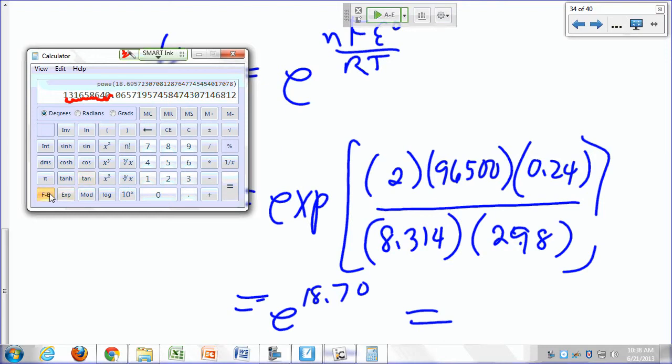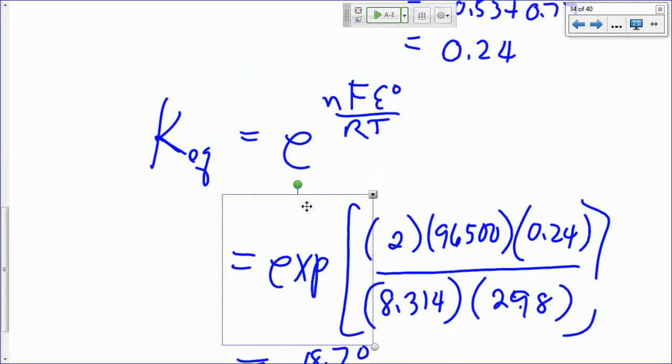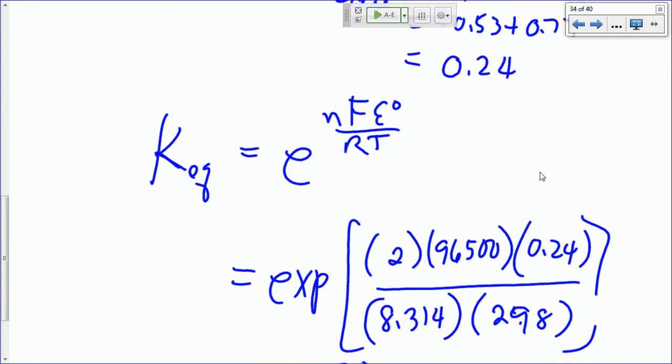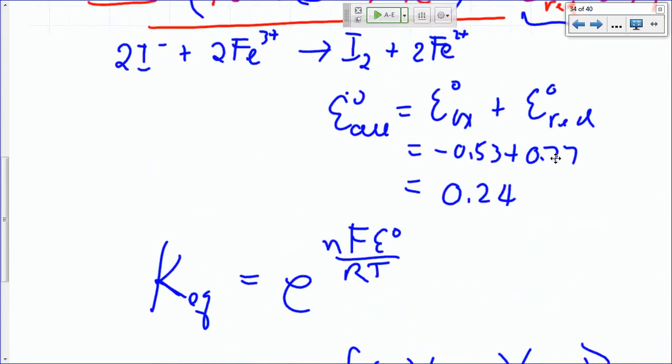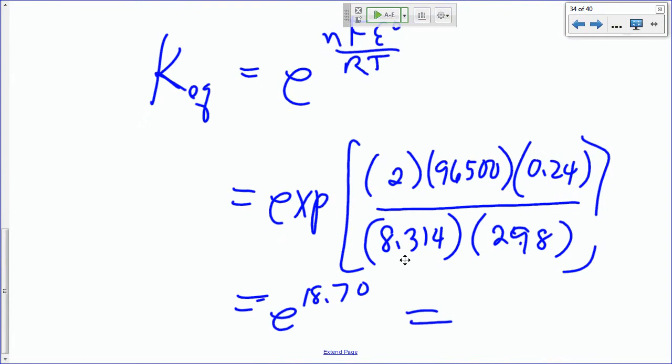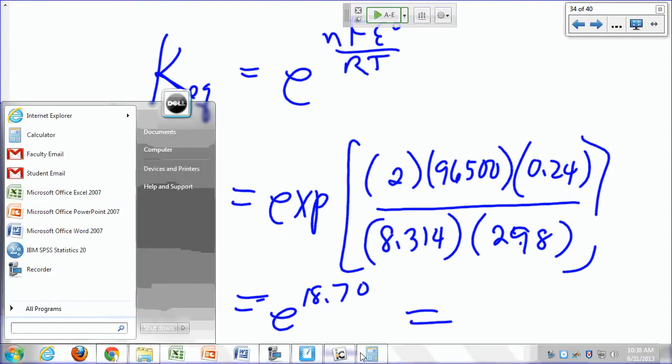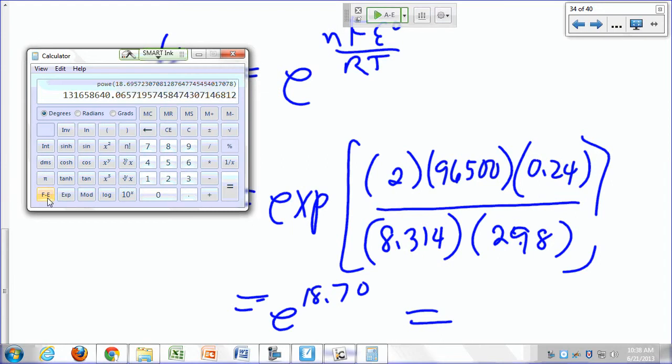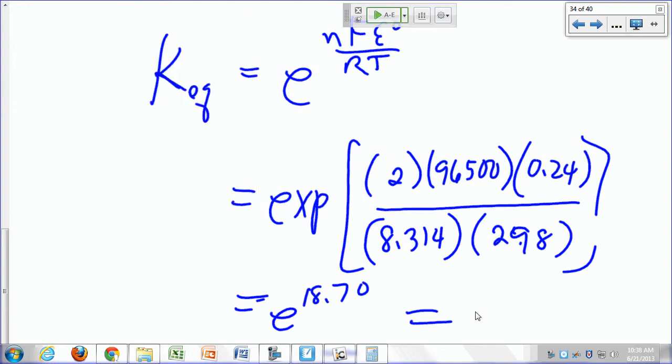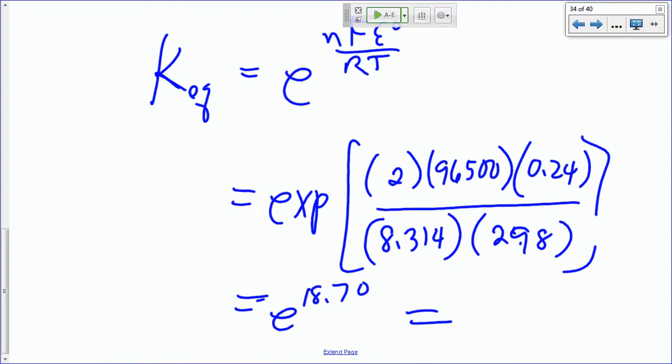Why did you use the positive 0.24? Why did I use the positive 0.24? It is positive. Negative 0.53 plus 0.77. Oh, this thing right here, f to e, that's fixed notation to exponential notation. That allows you to switch between the two. So this is 1.3 times 10 to the 8.